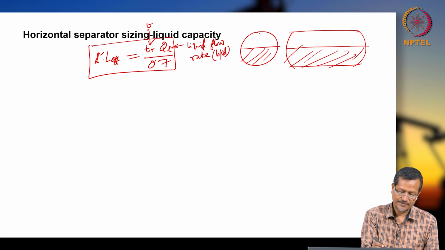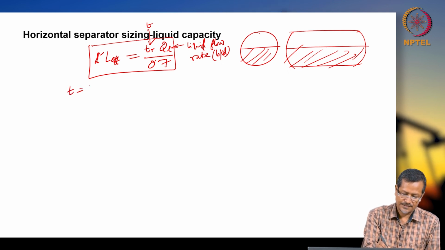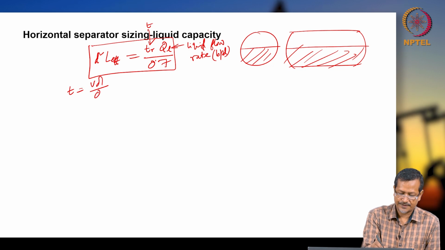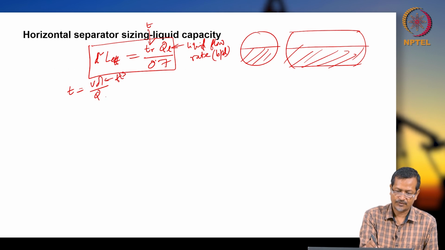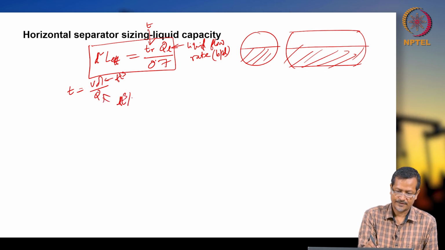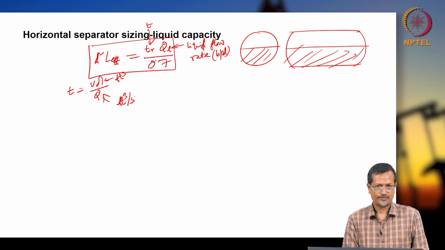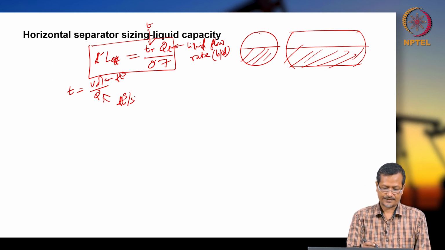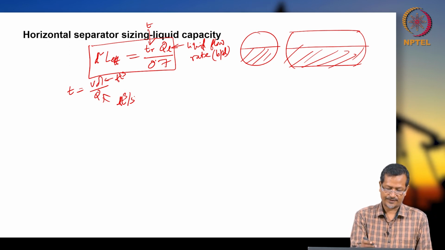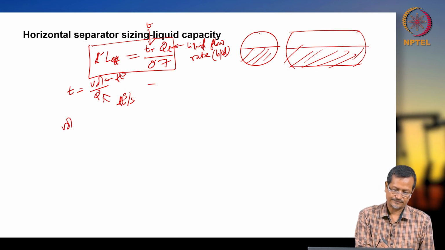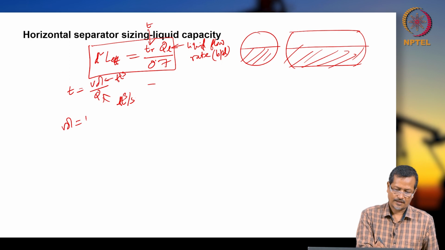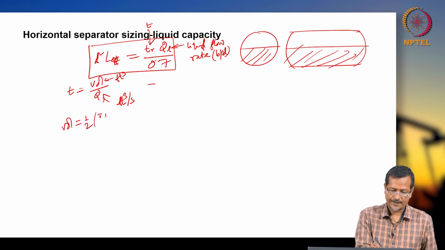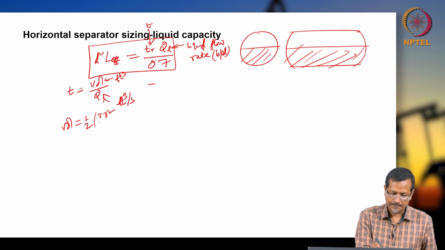Okay, so to derive this one, first take t equals volume per flow rate. Okay, volume in cubic feet, flow rate. We know the time is volume per flow rate, right? So we can get how much time the fluid is remaining inside. So volume equals half pi d square by 2 L effective.